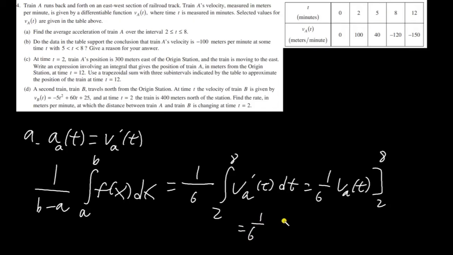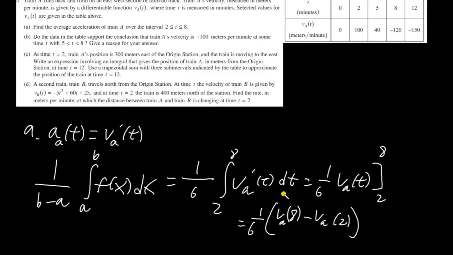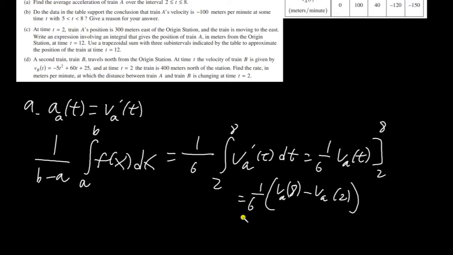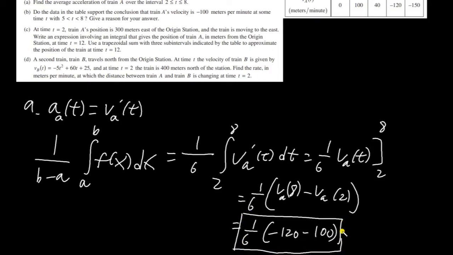It's going to be 1/6 of v sub a of 8 minus v sub a of 2. Okay? And then this is equal to 1/6 times, v sub a of 8 is negative 120, and v sub a of 2 is negative 100. Okay? And that is the answer for part A. This was a 1-point question, 1 point for the correct answer.